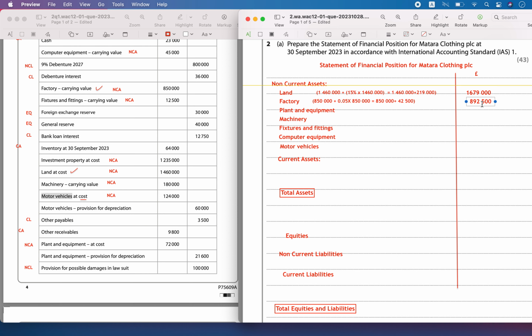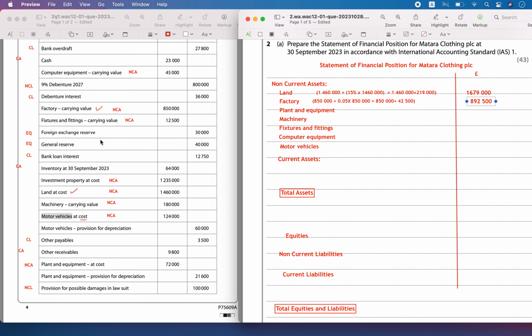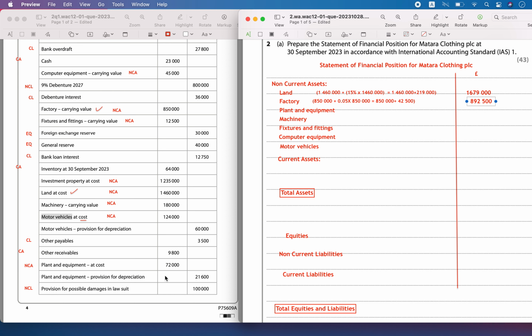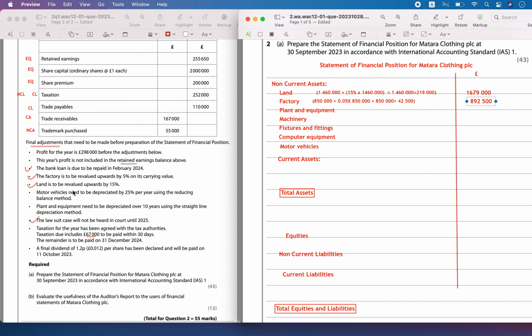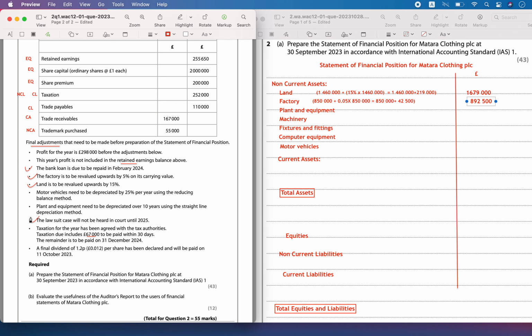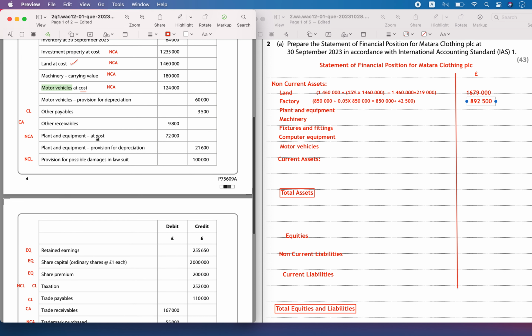Then you have plant and equipment. We can see that plant and equipment at cost was 72,000 and there's a provision of 21,600. If we go below, we can see that the plant and equipment needs to be depreciated over 10 years using the straight line method of depreciation. So here we have to depreciate and write it at its carrying value.